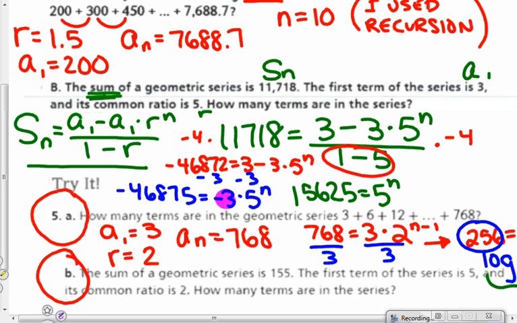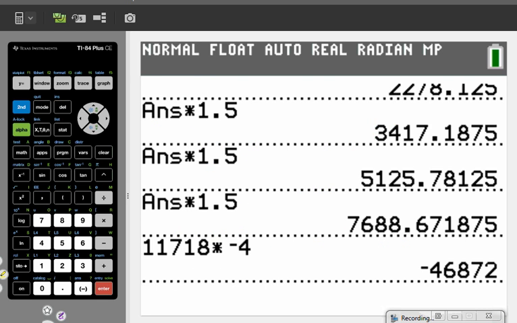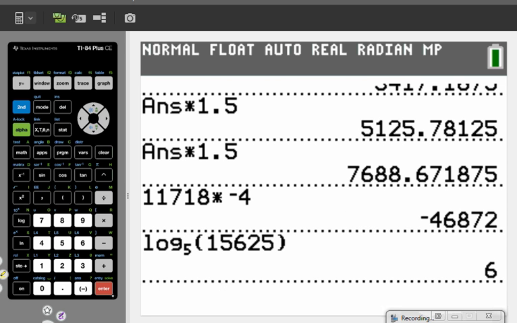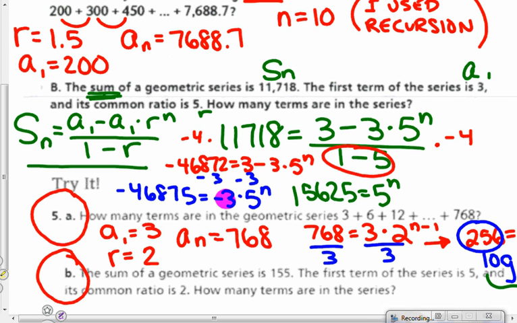So now you use a logarithm to find n. Do the log base 5 of 15,625. Whoopsies. Log base 5, go to the right, of 15,625. Okay, so that means there must be 6 terms in that series. n equals 6.